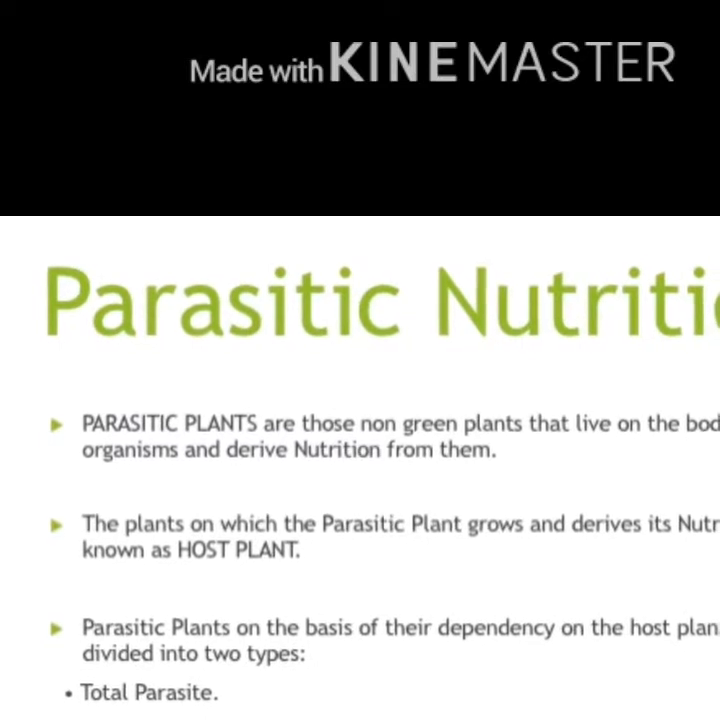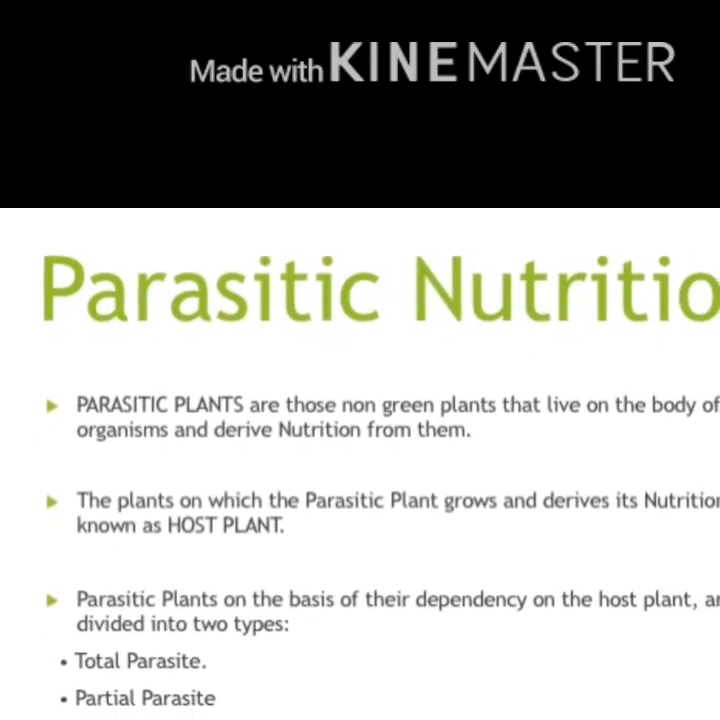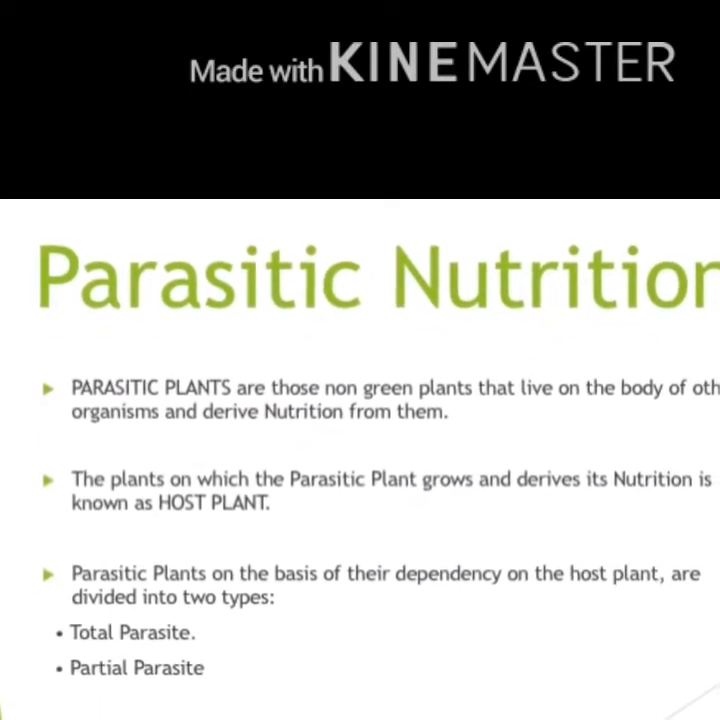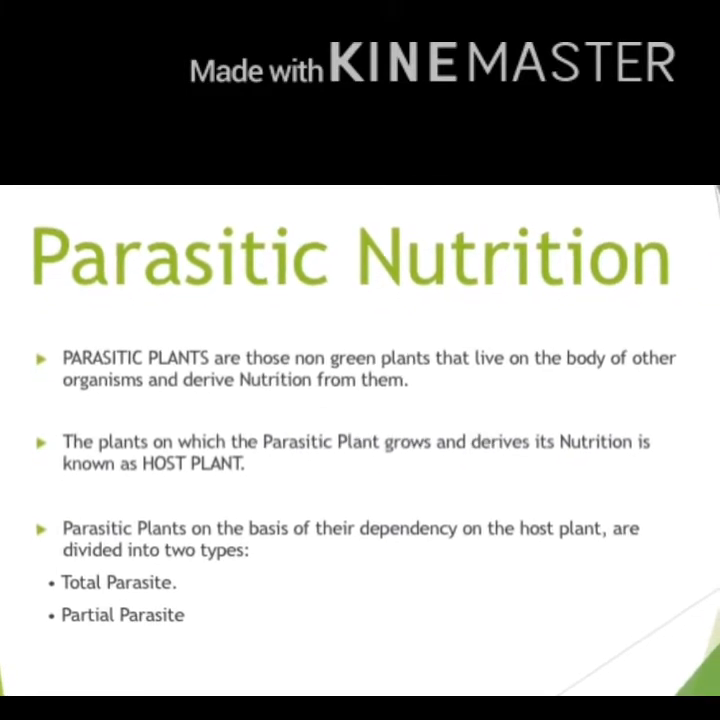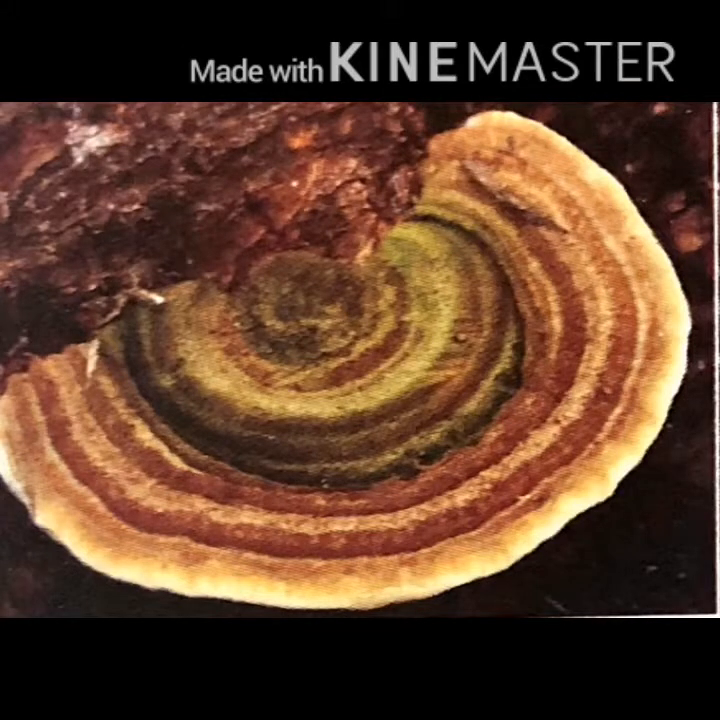These are parasitic plants. The plant on which the parasitic plant grows and derives its nutrition is known as the host plant. For instance, there are various bacteria and fungi that live on the surface or inside the body of other living organisms and feed on their food.